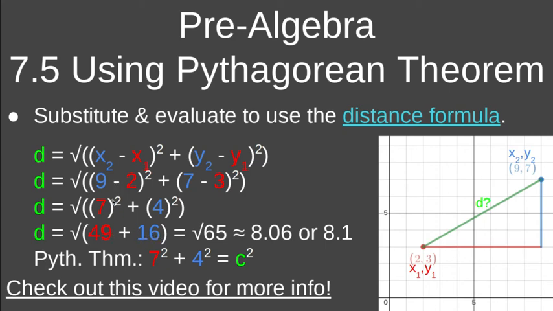49 and 16, the last part of order of operations. I did the parentheses first, and then I applied the exponents. Now I'm doing the addition. 49 plus 16 gives me 65. And I want to square root that 65. Depending on how it says to round, if you round that to the nearest hundredth, it's 8.06. If you round that to the nearest tenth, it's 8.1.